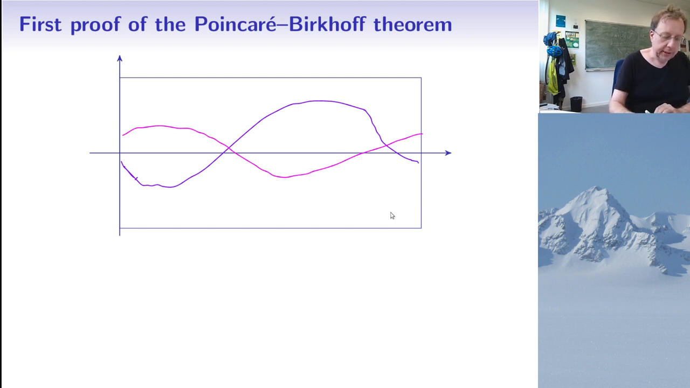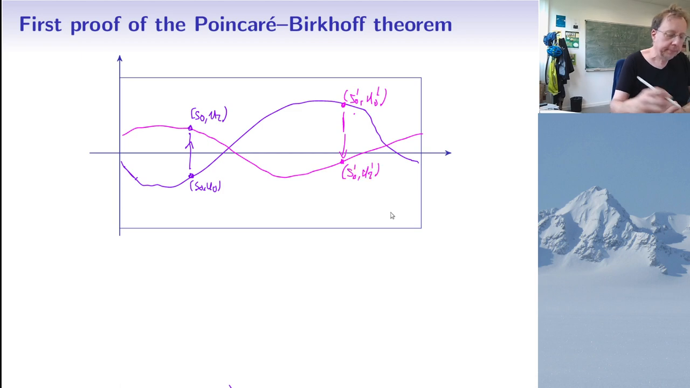And so what I've drawn here is, maybe before I had here my point S naught U naught, and it was mapped vertically to this point S naught U two. And then if I start maybe with another point here, so that would be S naught prime U naught prime, it will be mapped vertically to this point here, which is again S naught prime and U2 prime. Now you see these two curves, like I have drawn them, they do cross each other. Why do they have to do that?